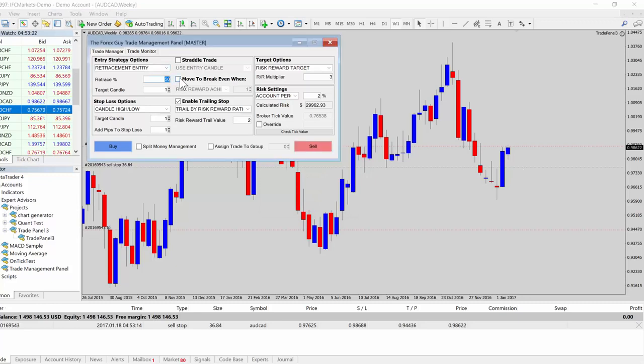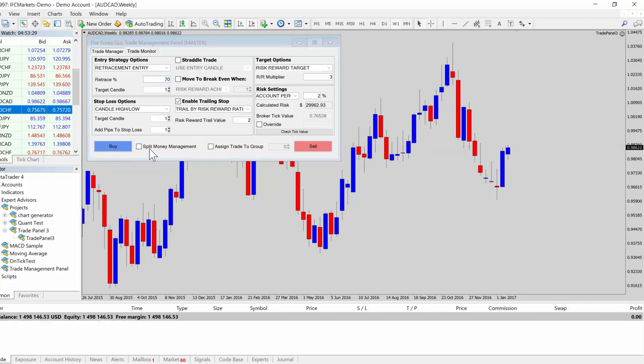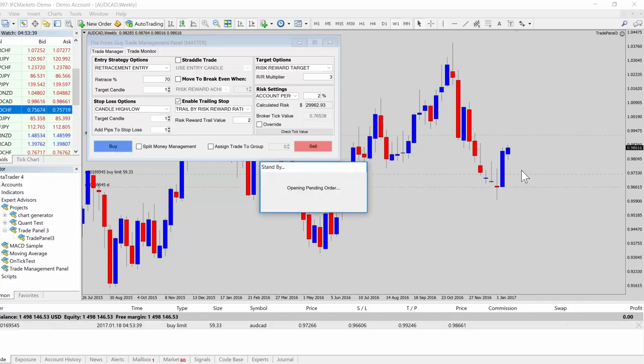Now, let's change that to 70%, make it a bit more drastic. We'll delete this one first. So if we click buy, what we expect to happen is to grab the target candle high, go down 70%, probably about there, and set our order there. Okay, so pretty close there. If we do it to the sell, it'll go candle low, up 70%, and set our order there.